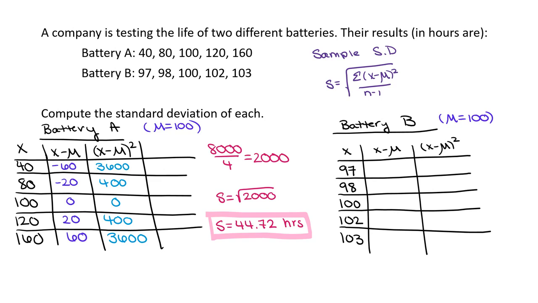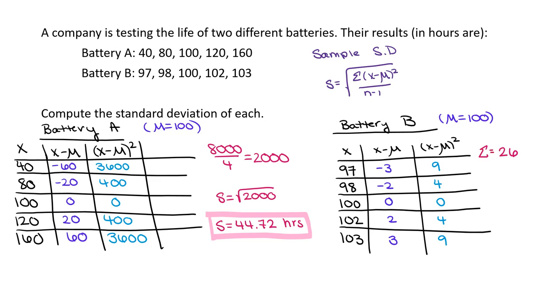So the mean was also 100. So I'm going to start by doing x minus 100, x minus the mean for each of those numbers in that data set. So 97 minus 100 was negative 3, etc. I wrote down the rest of them. Then we're going to take our x minus the mean and square them. So negative 3 squared was 9, negative 2 squared is 4, 0 squared is 0, 2 squared is 4, 3 squared is 9. So I did all my squares.